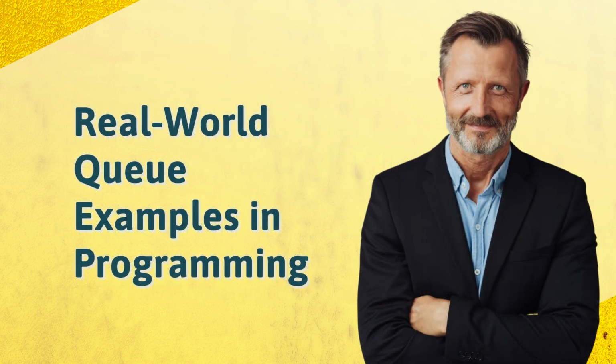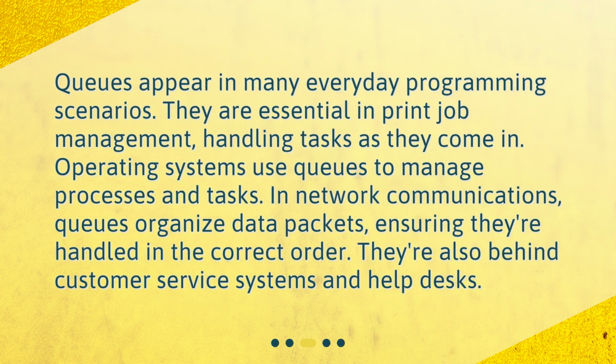Real-world queue examples in programming. Queues appear in many everyday programming scenarios. They are essential in print job management, handling tasks as they come in. Operating systems use queues to manage processes and tasks. In network communications, queues organize data packets, ensuring they're handled in the correct order. They're also behind customer service systems and help desks.